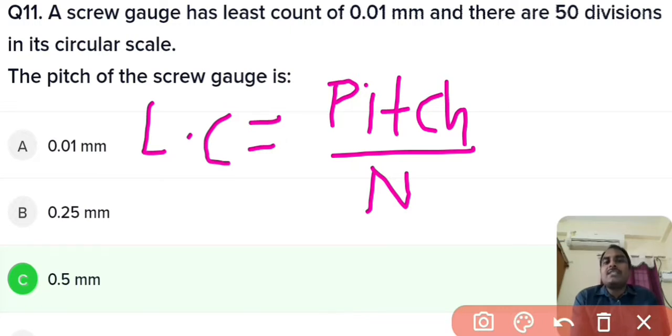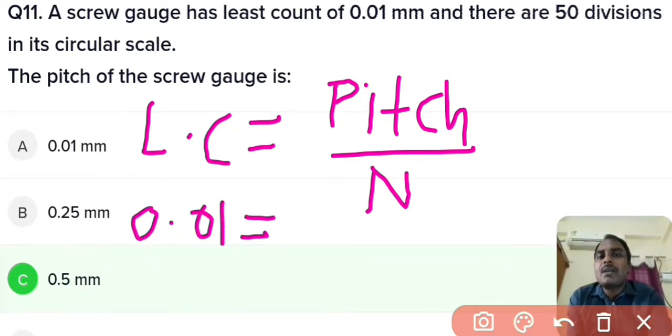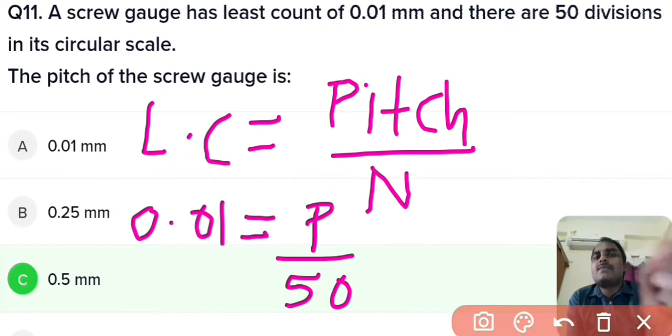Least count is given as 0.01, and the pitch we need to find, divided by the number of circular scale divisions, which is given as 50. If this 50 goes to the left side, 50 into 0.01 is 0.5 millimeter. So pitch equal to 0.5 millimeter. So option C is the correct option.